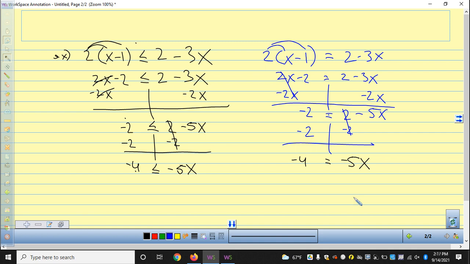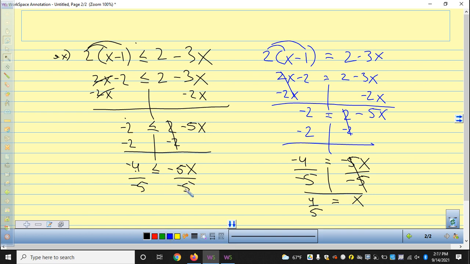My last step here, what am I going to do? Yeah? Divide by negative 5. So here I'm going to divide by negative 5. And here I'm going to divide by negative 5. Well, on the equation, those go away. I get x equals. Negative divided by a negative is positive. I get x equals 4/5.